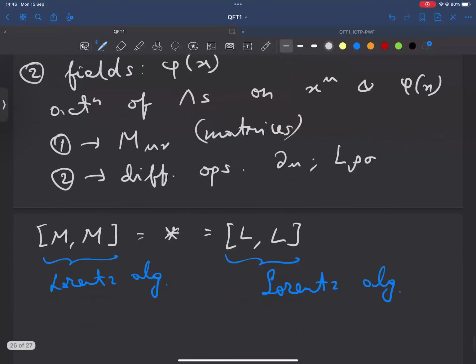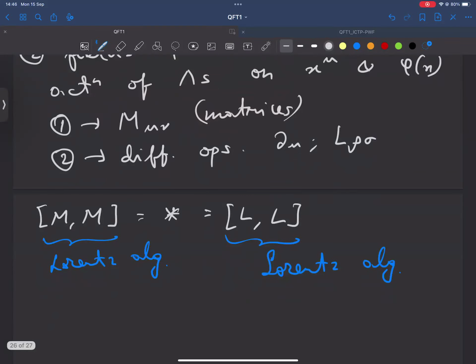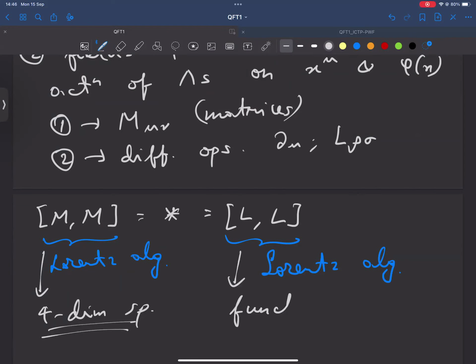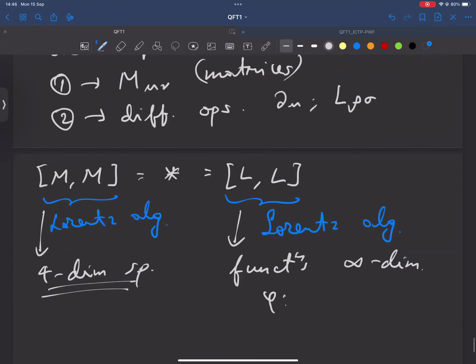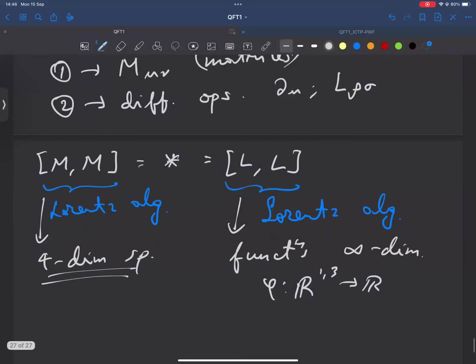Okay. But you see that on the left hand side, we have something that acts on coordinate vectors. On the right hand side, we have something that acts on functions. So in some sense, you see that this guy acts on vectors. So it acts on a four-dimensional space, a four-dimensional vector space. But this guy acts on functions, which is infinite dimensional. Okay. Because recall what were the scalar functions? So they were functions of these kinds, right? So it's essentially an infinite dimensional space.